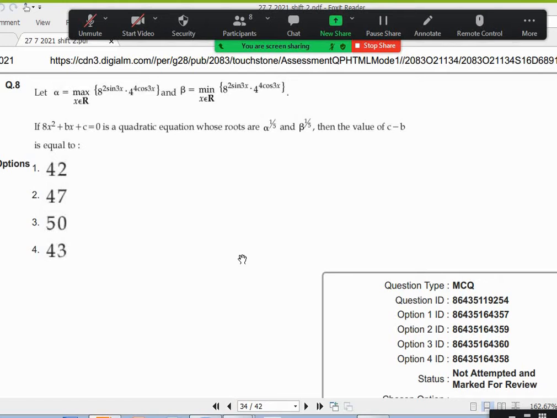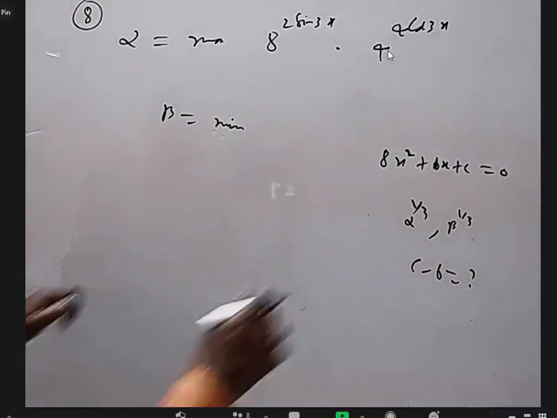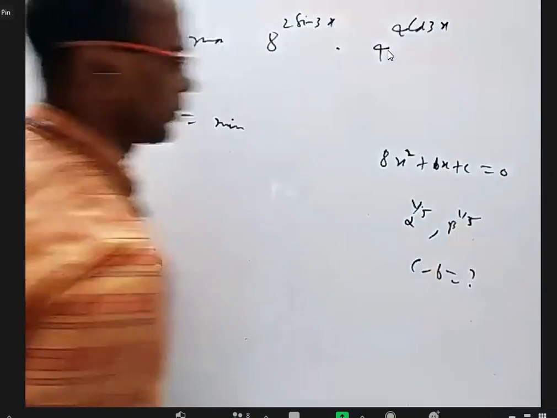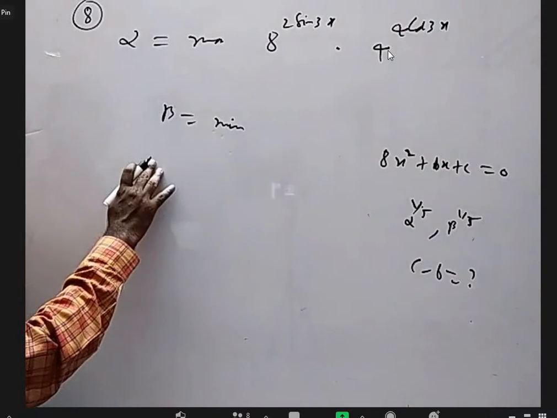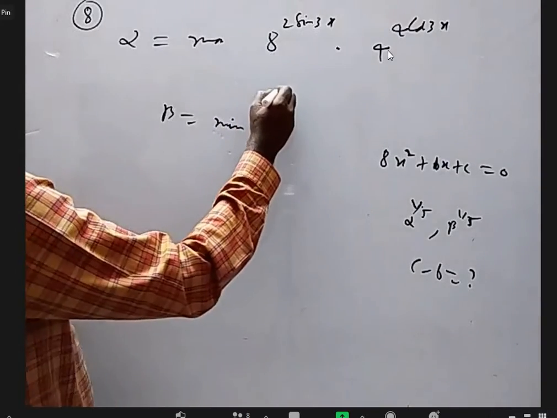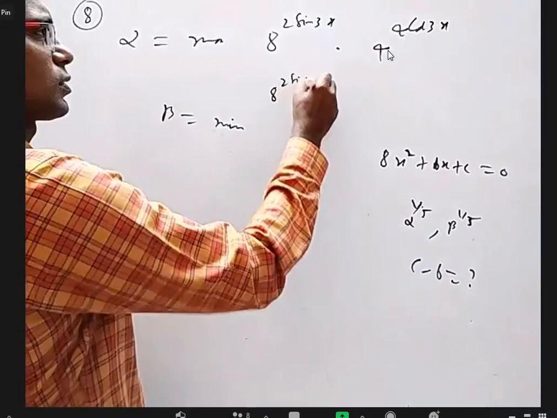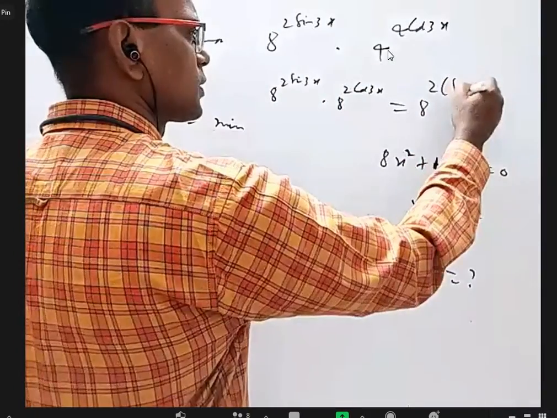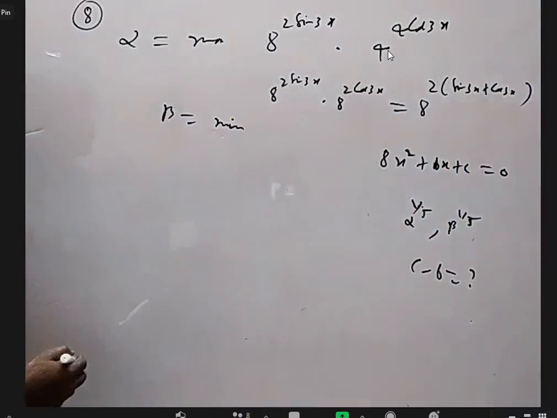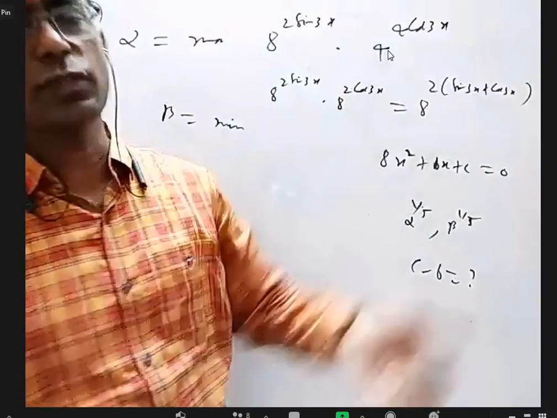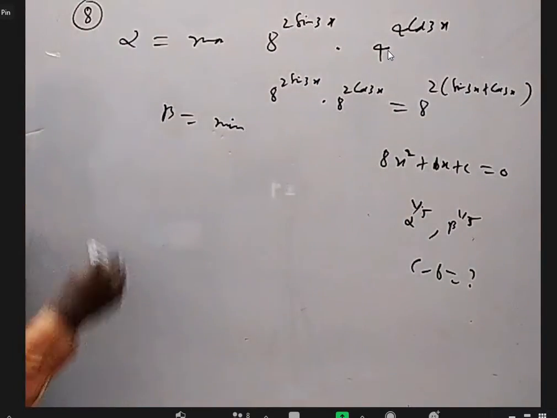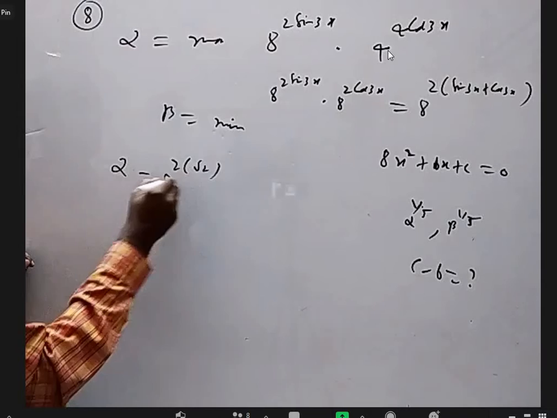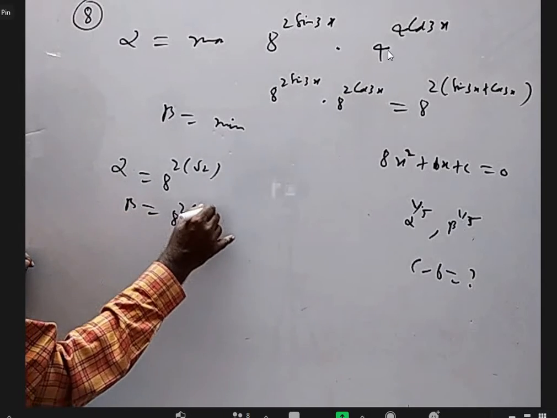Sir, 1 by 5. Oh, beta power 1 by 5. Okay, thank you. Alpha power 1 by 5 and beta power 1 by 5. Now, they want maximum and minimum only. So it is quite easy, because this expression you can write as 8 power 2 sin 3x, and this also you can write as 2 square and write 8 power 2 cos 3x, which is 8 power 2 times sin 3x plus cos 3x. For a sin x plus b cos x, the maximum value is root of a square plus b square, the minimum value is minus root of a square plus b square. That's all. So alpha is 8 into 2 times root 2 maximum. Beta is 8 into 2 times minus root 2.